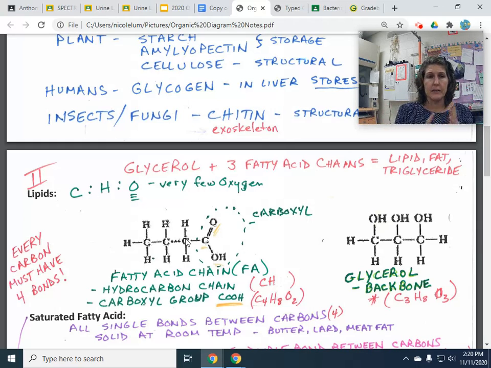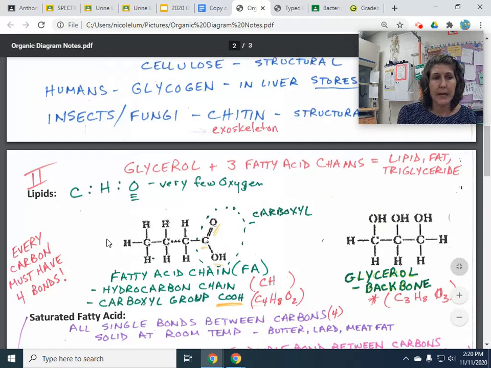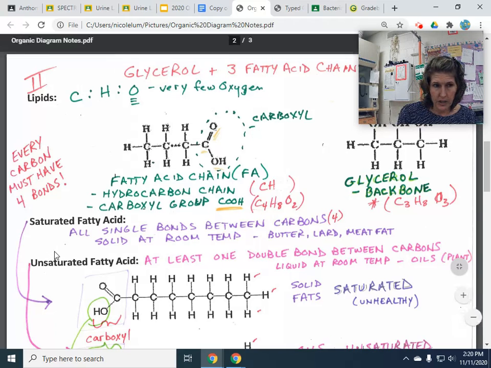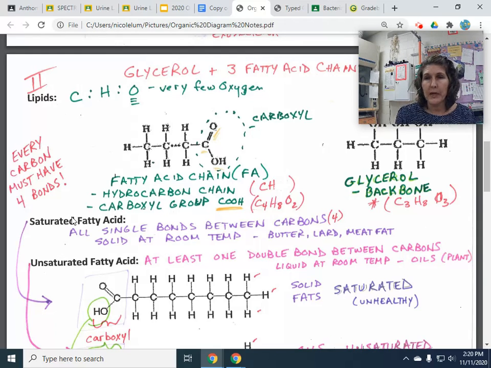Also, the number of bonds in between those carbons is going to change my fat. What I mean by that is, we know every carbon has to have 4 bonds around it. If those bonds are single bonds, such as what we see here, single lines between them, that means I'm connecting this carbon to this carbon by sharing a pair of electrons. That is known as a saturated fatty acid chain. So we have all single bonds between carbons. Notice this does not count carbon to oxygen. That's the carboxyl group. Yes, that is a double bond, and yes, they are sharing 2 pairs of electrons, but it is not between carbons, it's between carbon and oxygen. In order for it to be saturated, we need all single bonds between carbons.